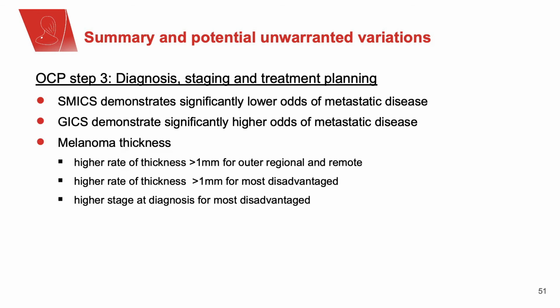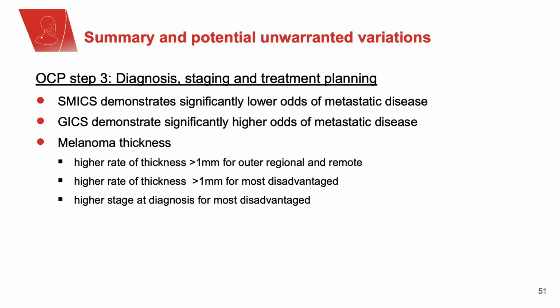The third step of the OCP, diagnosis, staging and treatment planning. SMICS demonstrate significantly lower odds of metastatic disease. GICS, which is Grampians, demonstrates significantly higher odds of metastatic disease. Melanoma thickness, a higher rate of thickness greater than 1 millimetre for outer regional and remote Victoria. Higher rate of thickness greater than 1 millimetre for the most disadvantaged, and higher stage at diagnosis for the most disadvantaged, all consistent, and they're interrelated.